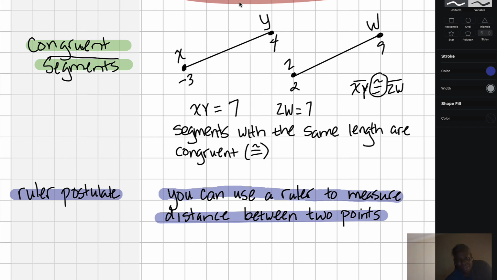And I know it's really simple and it really makes sense. And it's almost like, why are we writing this? This is what geometry does. We want to make sure and be really clear about all the things that are legal and okay for us to do. And here's our last postulate we'll talk about today.